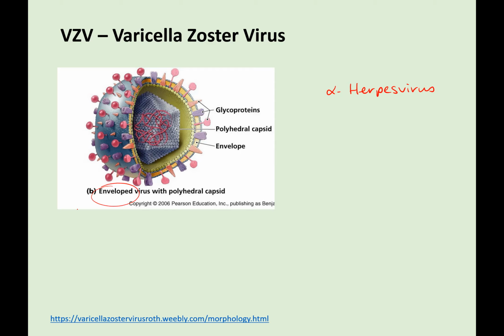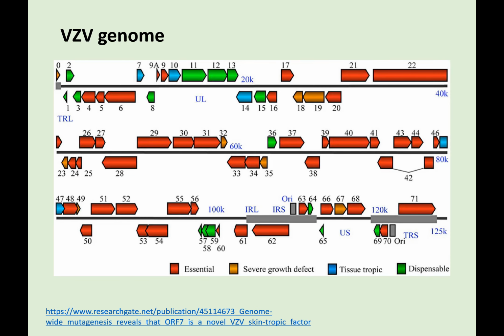You can see that this is an enveloped virus, polyhedral capsid. So here's the capsid. VZV has a double-stranded DNA genome, approximately 123,000 base pairs, so kilo base pairs. VZV's genome encodes about 71 proteins.